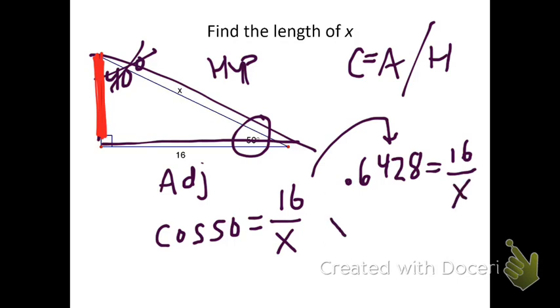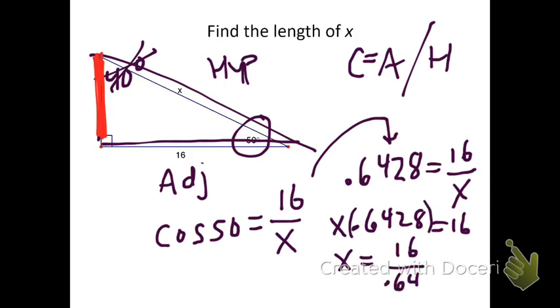Then when we cross multiply, we get x times 0.6428 is equal to 16. So then we can just divide both sides by 0.6428. And we find that side length is going to be 16 divided by 0.6428. And that comes out to 24.9 if we round up there.